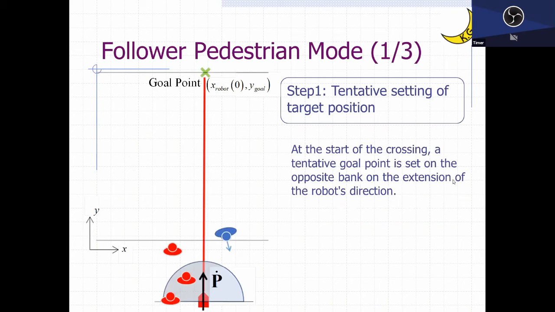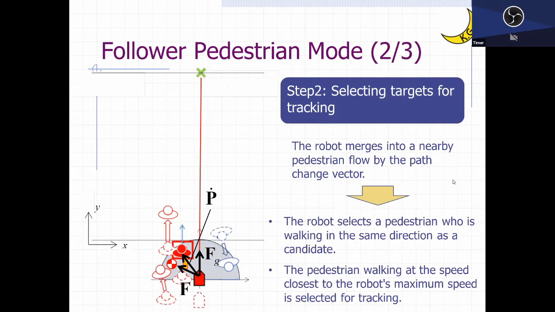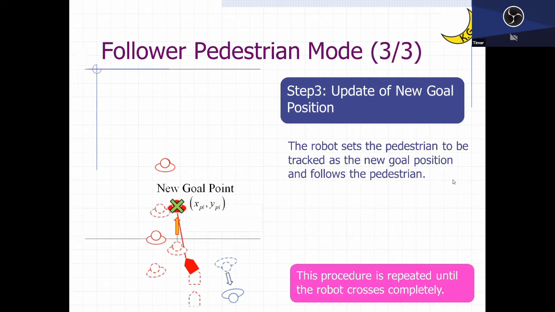On the other hand, in follower pedestrian mode, step one is the tentative setting of the target position, step two is selecting the target for tracking, and step three is updating the new goal position. Using these rules, the robot sets the position to be tracked as a new goal position and follows the pedestrian. This procedure is repeated until the robot crosses completely.